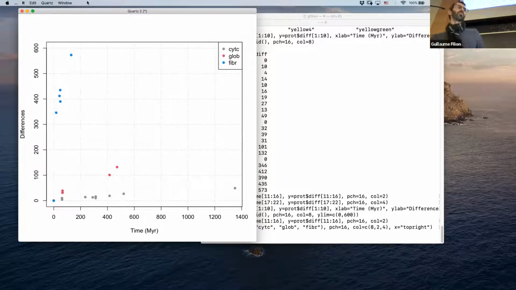So question for you, what do you think makes a protein evolve fast or slow? Why would the gray protein here, cytochrome C, evolve much slower than fibrinopeptide? Any idea? Or guess at least? Do you have an idea?